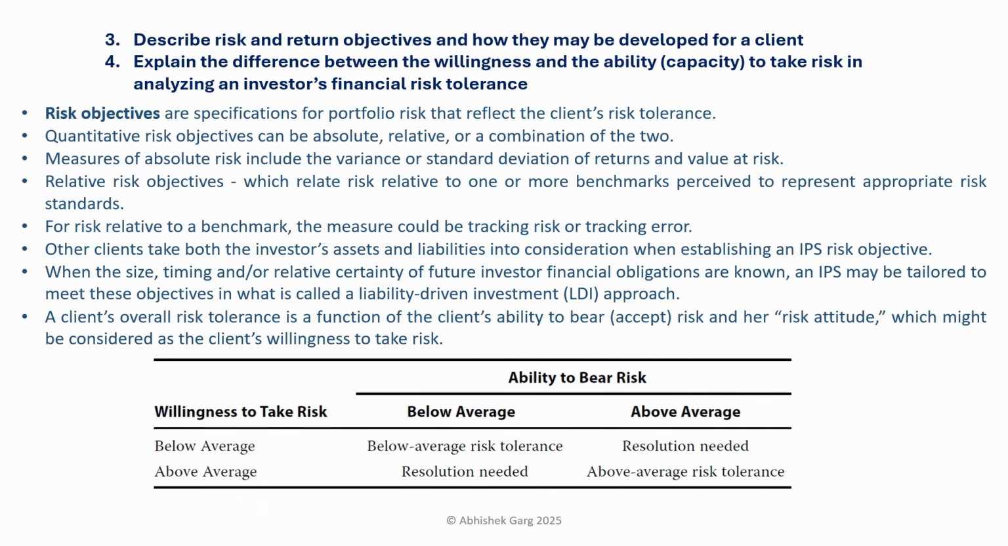In the case of relative risk objectives, you are giving out the risk in relation to a particular benchmark, like your tracking error or tracking risk. These are examples of your relative risk objectives.